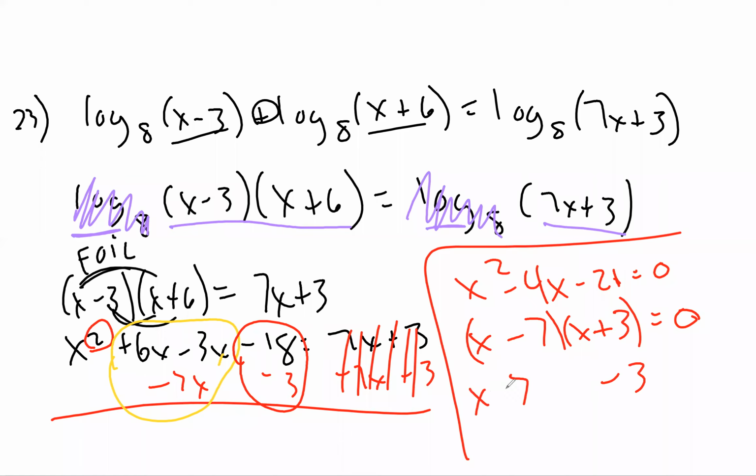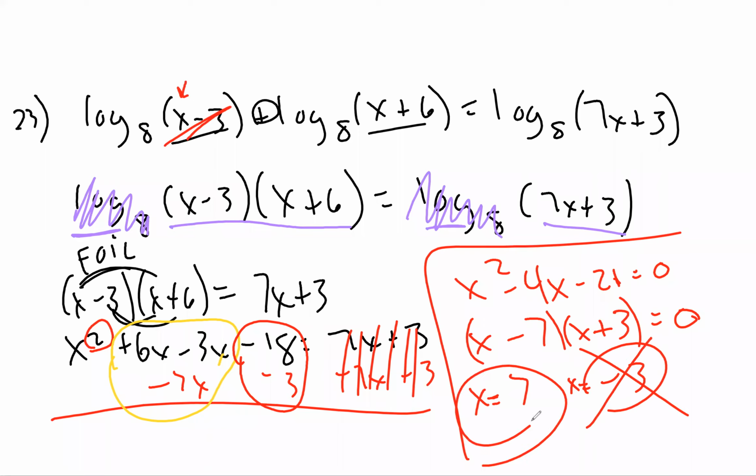And what do I know about logs? It can't be a negative. If I were to take this negative 3 and put it right here, guess what? This is still all negative. So this can't be. The positive 7 is my answer. Done. So my solution is just x equals 7. Done.